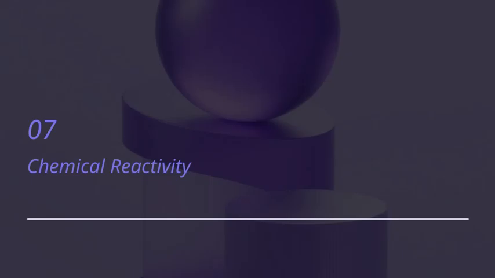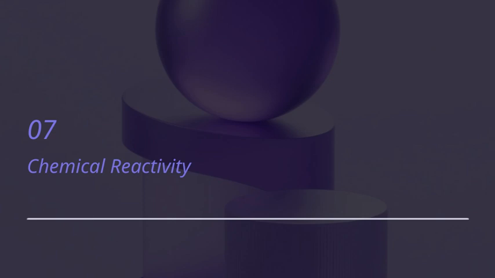Let's talk about chemical reactivity now. This is a fundamental concept because it helps us understand how different substances interact with each other. Essentially, chemical reactivity refers to how likely a substance is to undergo a chemical change when it encounters other substances or conditions. Some elements or compounds are very reactive, meaning they readily participate in chemical reactions, while others are much less so. For example, alkali metals are highly reactive, especially with water, whereas noble gases are quite inert.